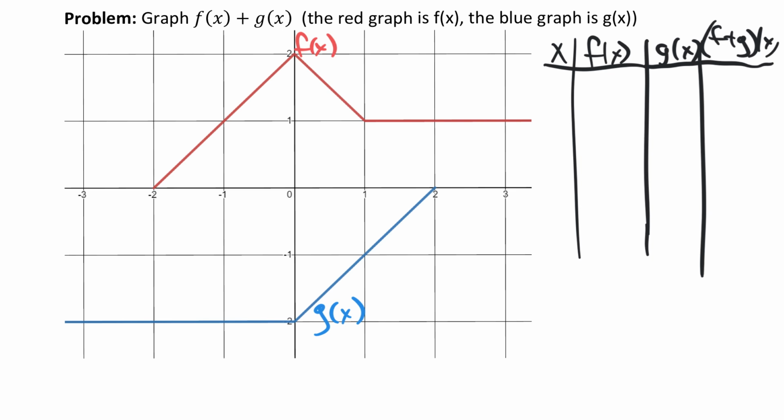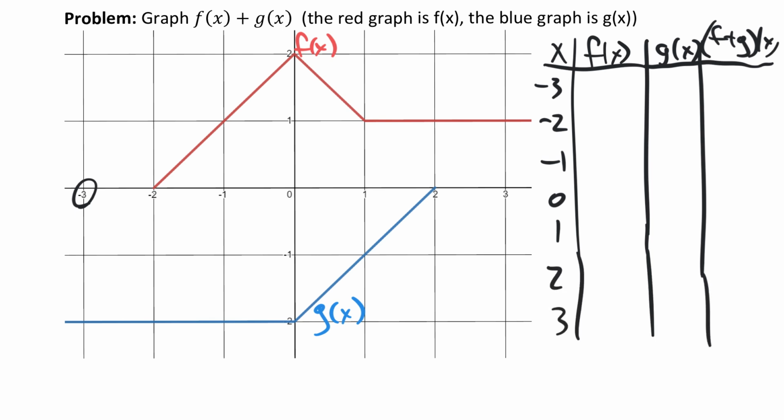So let's start making some x values. We'll start right over here at negative 3. So negative 3, negative 2, negative 1, 0, 1, 2, and 3. All right, so what is f(x)?